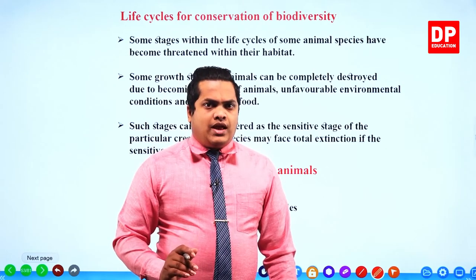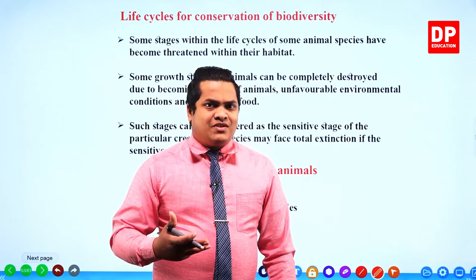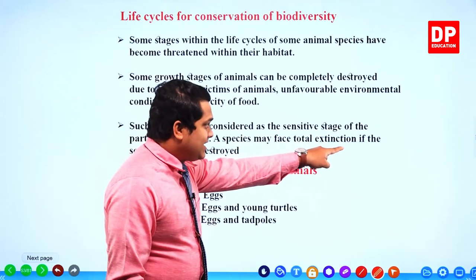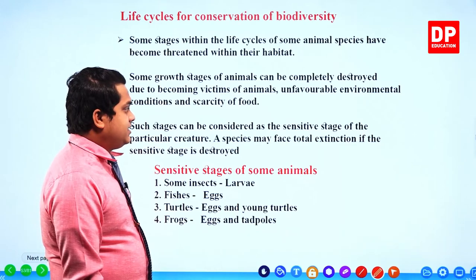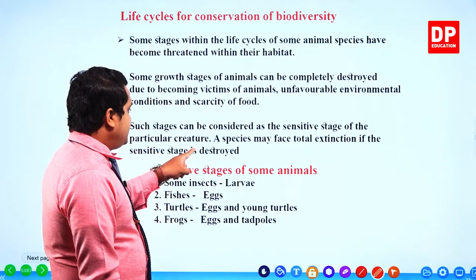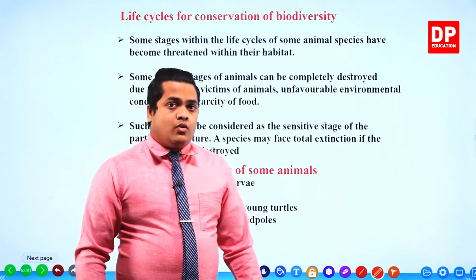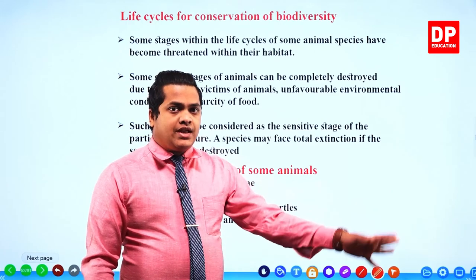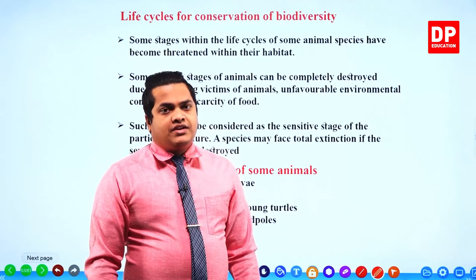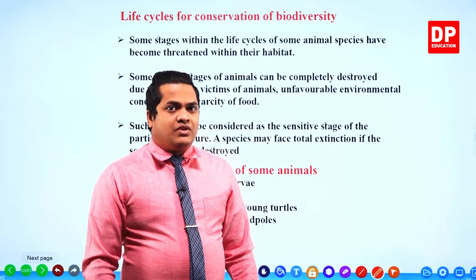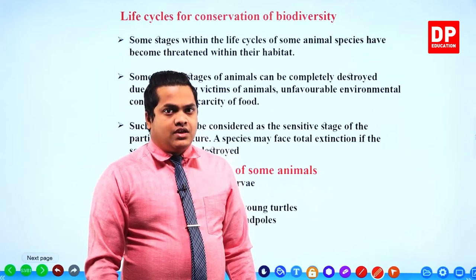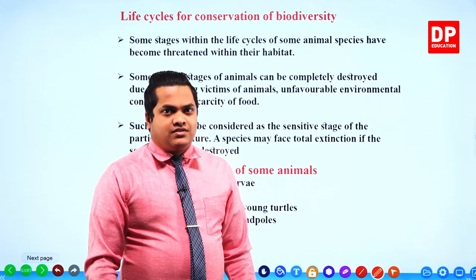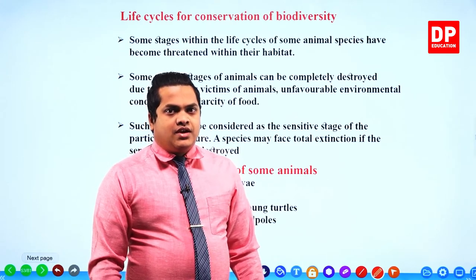Now, my dear children, what will happen if an entire species is lost? A species may face total extinction if the sensitive stage is destroyed. If the sensitive stage of the organism is completely destroyed, then that species will be eradicated from our earth and become extinct, like the dinosaurs. Is it good? Of course it is not.